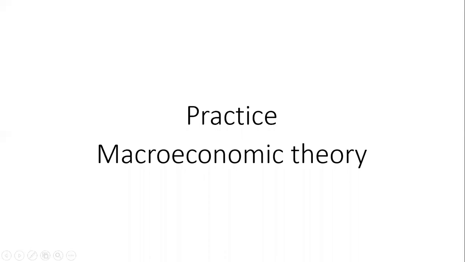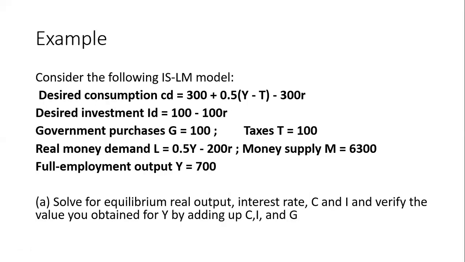Let's start practice on macroeconomic theory, given the following data for a certain IS-LM model. We have been given the desired consumption in terms of autonomous consumption and the rate of change with respect to the output and the tax rate, which is given in the equation 100T minus 300R. Assuming that the desired investment is 100 minus 100R, and the government purchases is 100, a constant, this data will give me the IS model.